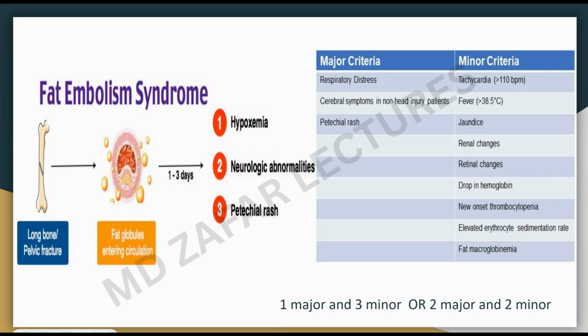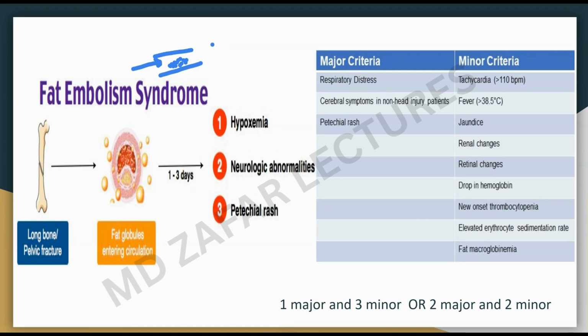Now, fat embolism is a pathology which is followed by the long bone or pelvic fractures. What happens is when the bone breaks, the fat globules enter the blood and they act in a similar way to occlude the blood vessel. So, if this is a blood vessel, the small fat globules will enter this area and will try to occlude the blood. So, if the blood was going in this direction previously, then there will be less amount of blood reaching over to the end organs.